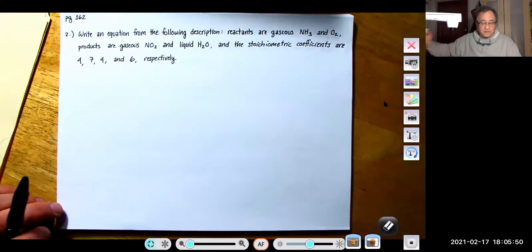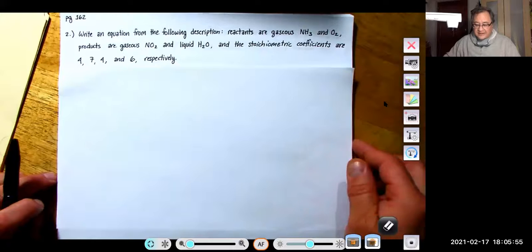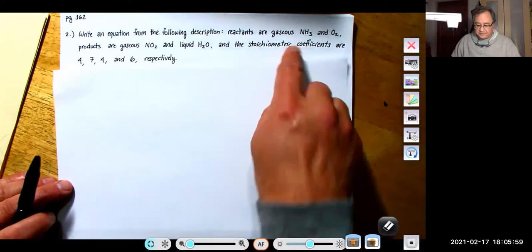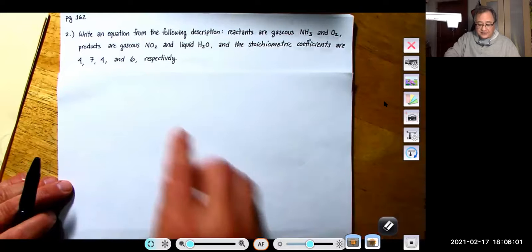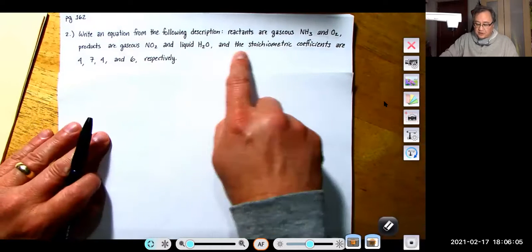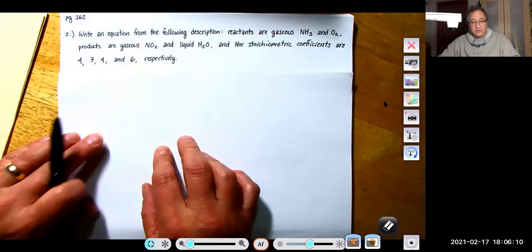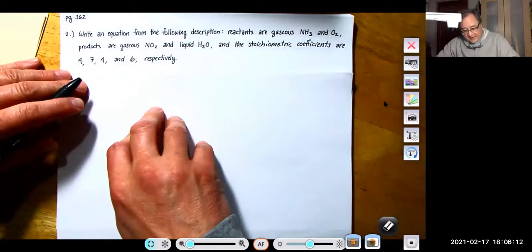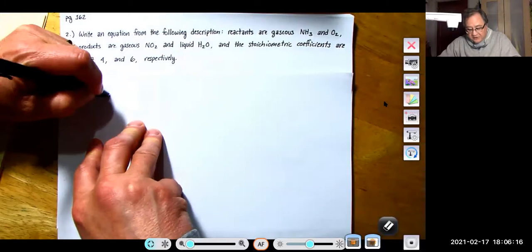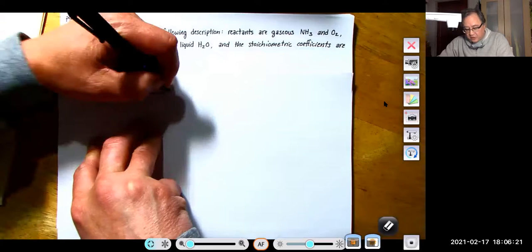Write an equation from the following description. The reactants are gaseous NH3 and O2. The products are gaseous NO2 and liquid H2O. And the stoichiometric coefficients are 4, 7, 4, and 6 respectively. So the thing that we need to understand is that when you write a chemical reaction, the reactants are what you start with, and the products are what you form.